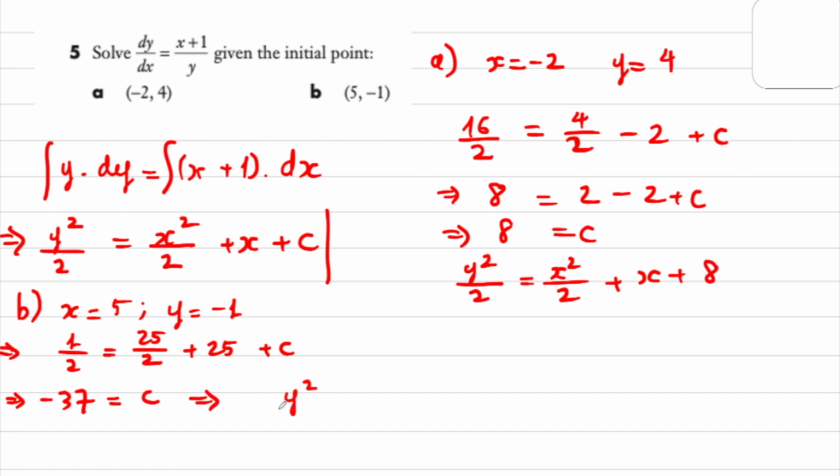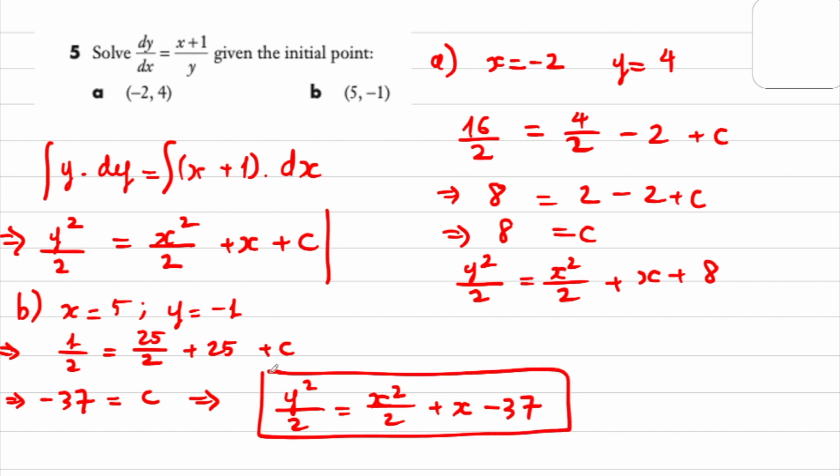And the answer for this question, you got a different value for C. This is not plus 8 anymore. That is minus 37. Yeah, that's it. We finished question 5. It's not too difficult, right? I think until now you understand most of the differential equation.